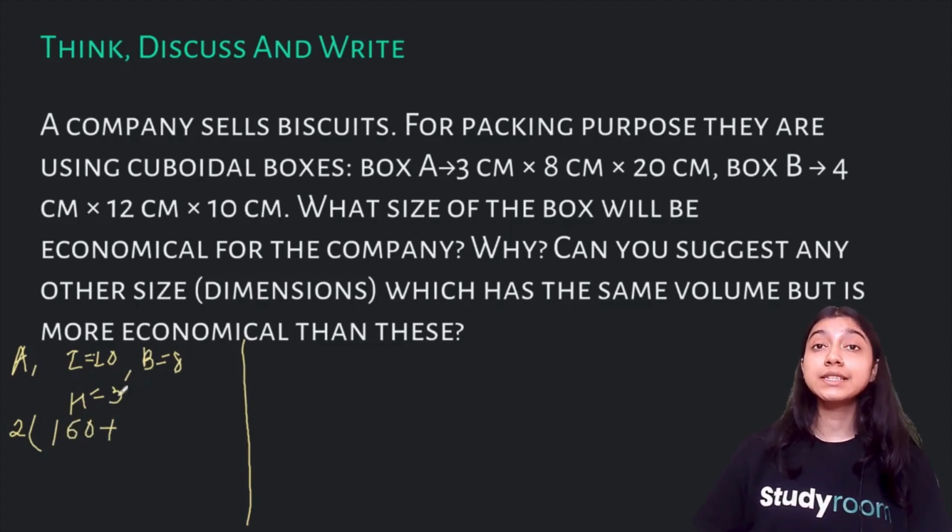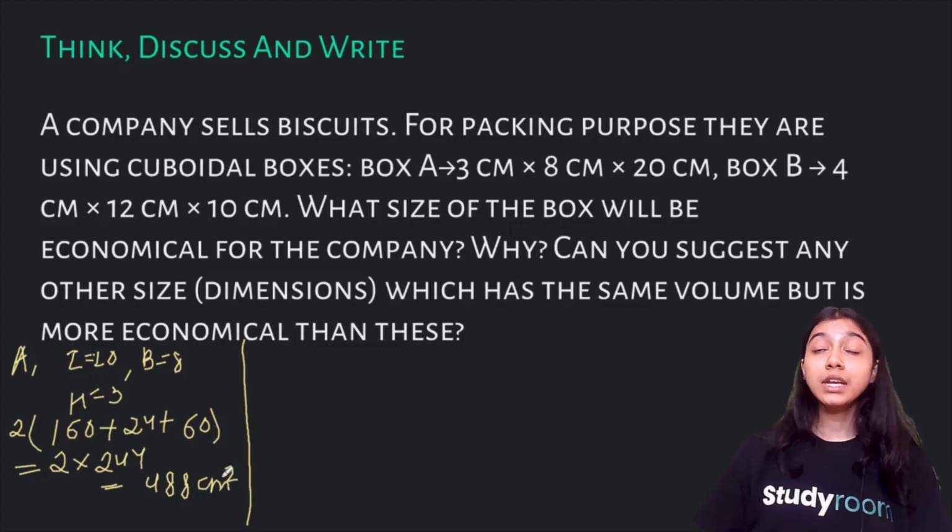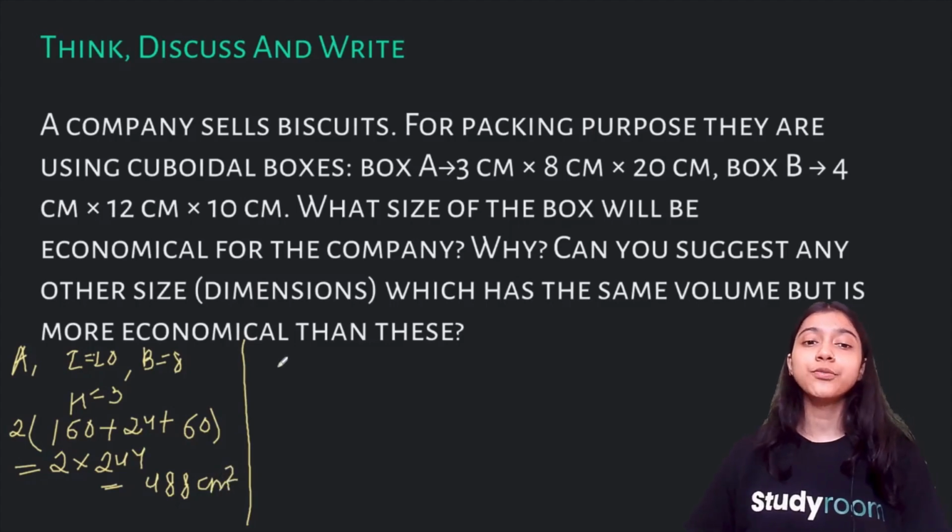Plus breadth times height, that is 8 multiplied with 3, 24. Plus length times height, that is 20 multiplied with 3, that gives us 60. This is 2 multiplied with 160 plus 24 plus 60, which gives us 244. So ultimately the total surface area of box A will be 488 centimeter square. Now let us calculate the total surface area of box B.